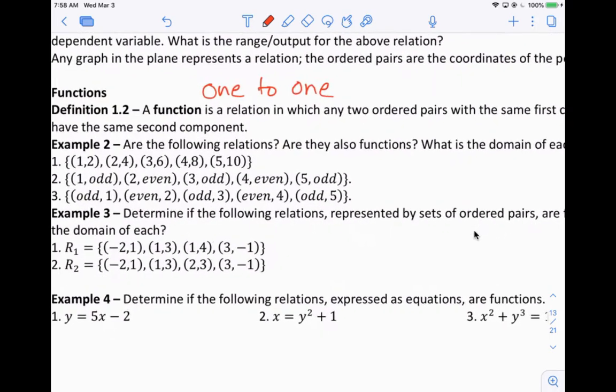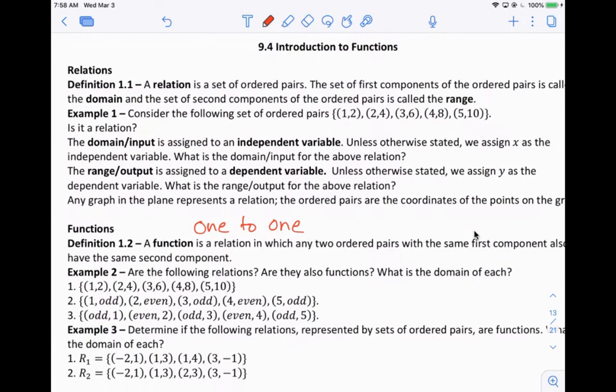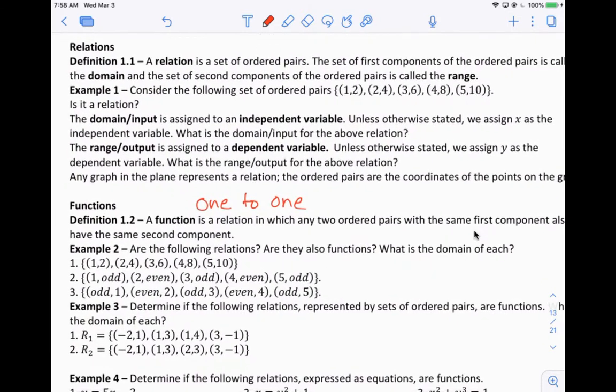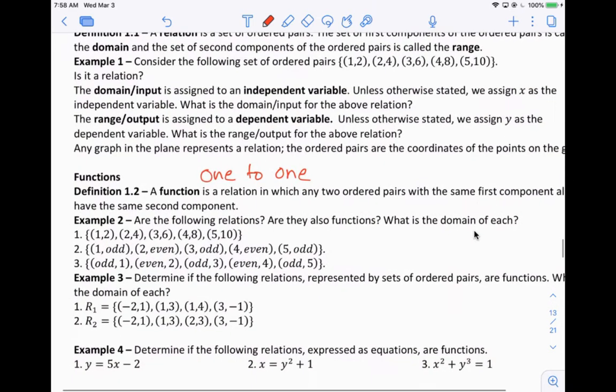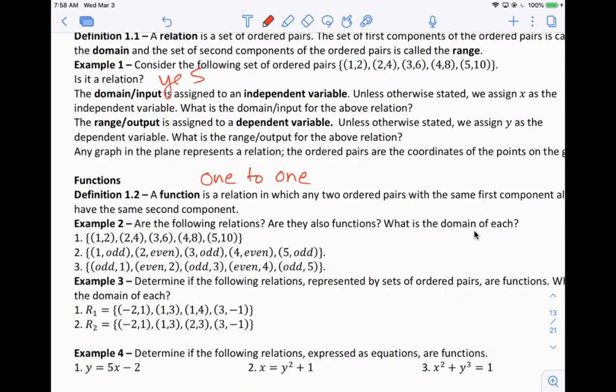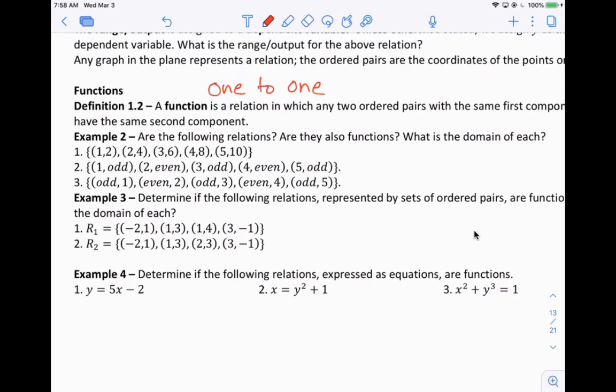So let's look at these. Example 1, the first one up here: is this set of ordered pairs a relation? The answer, of course, is always yes. So, yes. Second, example 2 here, are the following relations? Absolutely. Every single one of these is a relation. So we can start with yes, yes, and yes, because they are ordered pairs. Even these second two here, they're evens and odds, that's still a relation. They're relating independent variables x's to dependent variables y's.